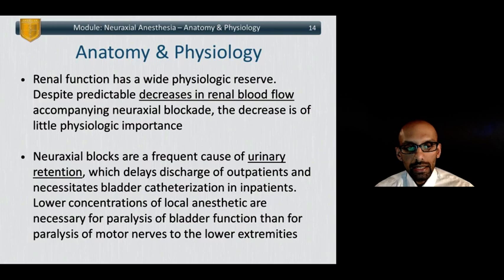Renal function, again, parallels systemic vascular resistance drops, and you get decreases in renal blood flow. So long as you maintain normotension during your anesthetic, it shouldn't be a problem. Urinary retention, however, is very, very common and can be a major cause of delay of discharge of outpatients who receive neuraxial anesthesia. You pretty much need to catheterize everyone's bladder when you do neuraxial anesthetic, with the exception of only the shortest acting local anesthetics like chloroprocaine or very, very low doses of bupivacaine or lidocaine.